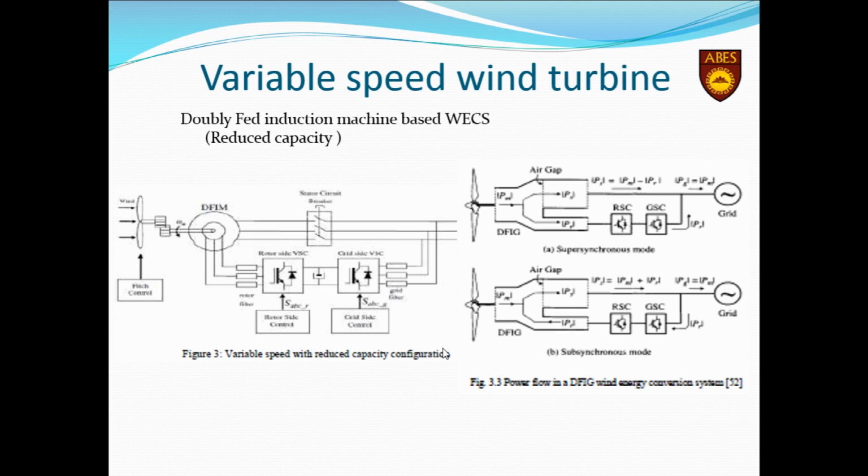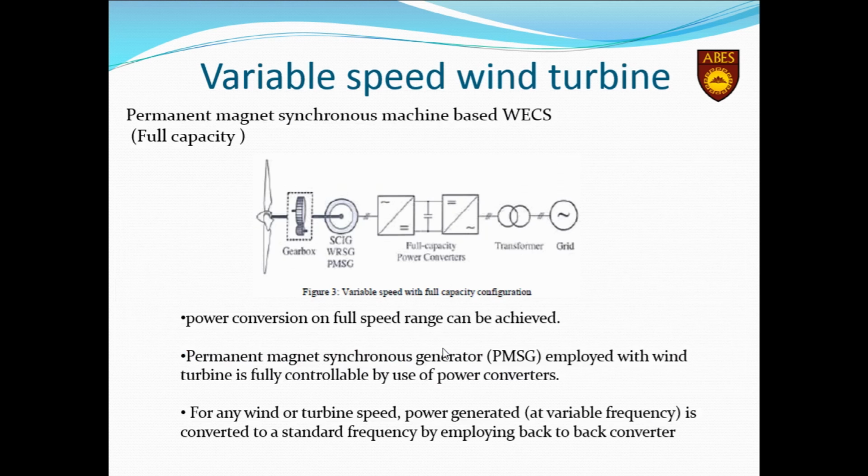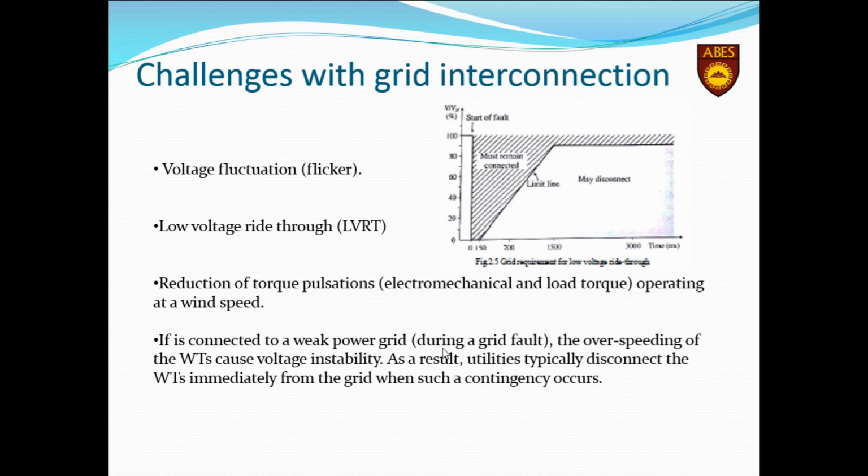So there is an economic advantage: we can say that DFIG power converters are much more economic than full capacity based converters. Now come on to the challenges with the grid interconnection.